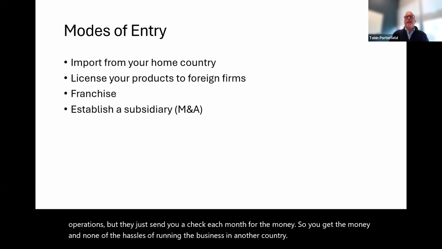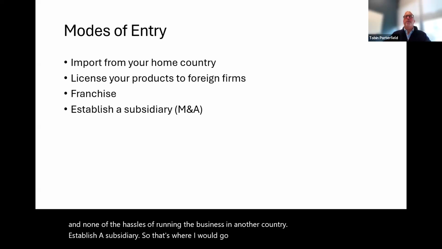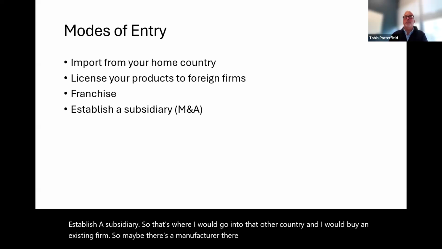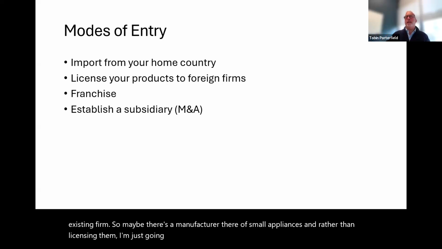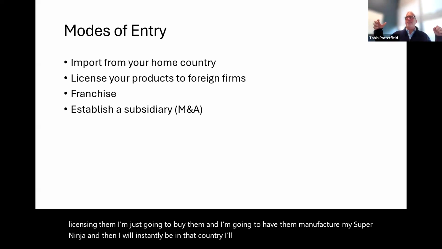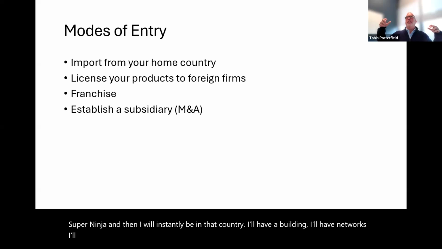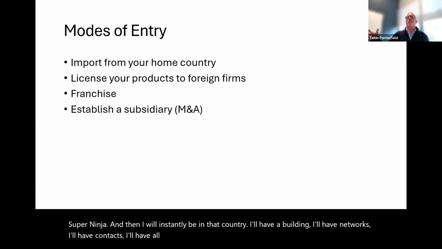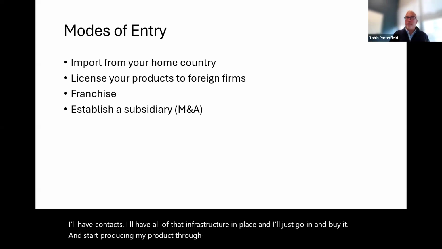Establish a subsidiary. So that's where I would go into that other country and I would buy an existing firm. So maybe there's a manufacturer there of small appliances, and rather than licensing them, I'm just going to buy them and I'm going to have them manufacture my Super Ninja. And then I will instantly be in that country. I'll have a building, I'll have networks, I'll have contacts, I'll have all of that infrastructure in place, and I'll just go in and buy it and start producing my product through it. Very expensive option. If you have the capital to do it, it works.